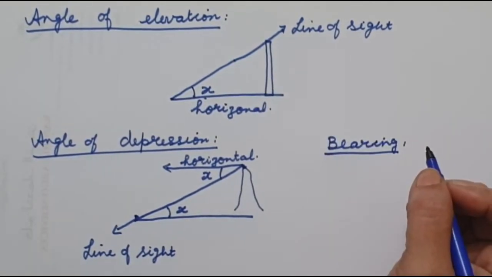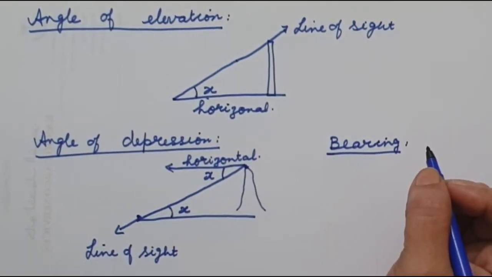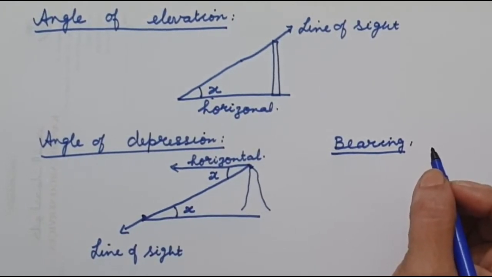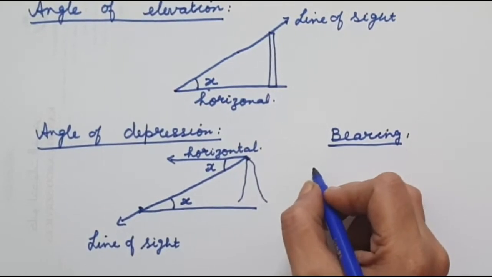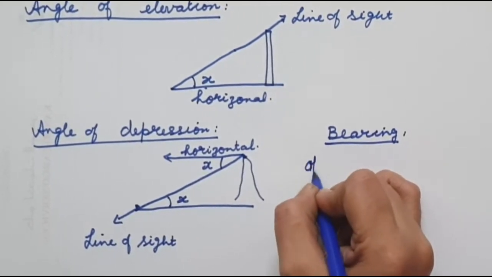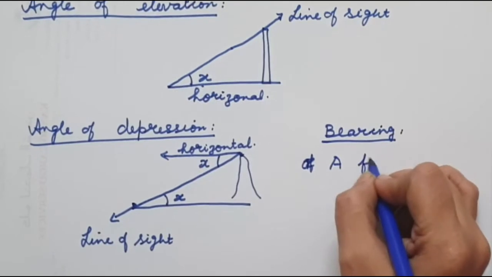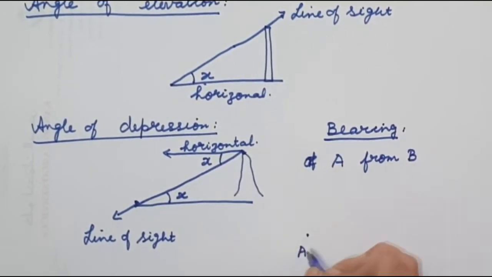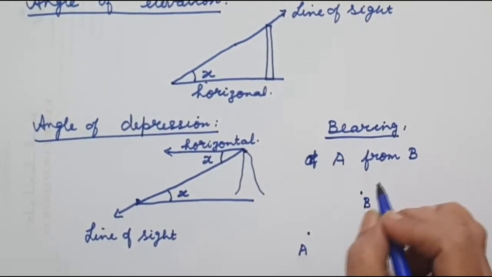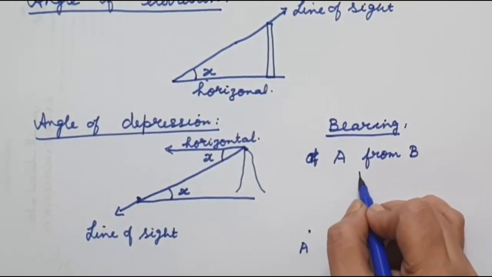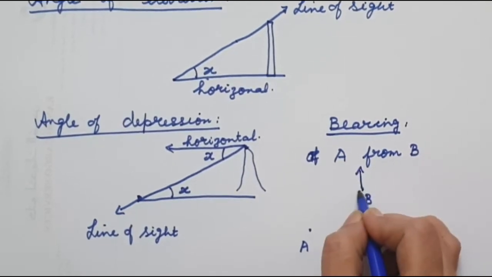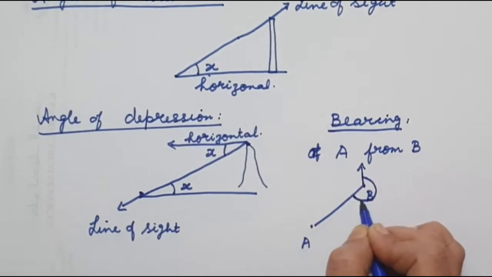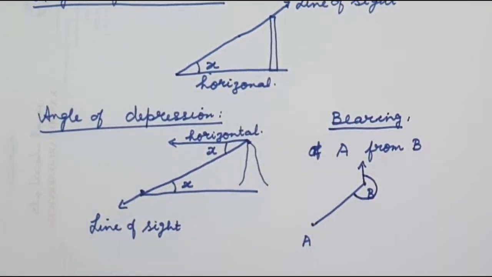Bearings are used by sailors in the sea. The sailors usually have a magnetic compass with them, which always points towards the northern direction. Suppose if you need to find the bearing of A from B. Suppose if you have a point A over here and B over here, from B. So we are at B. So at B you draw the north, and where it joins the line, in the clockwise direction, this angle has to be found. This is called as the bearing.